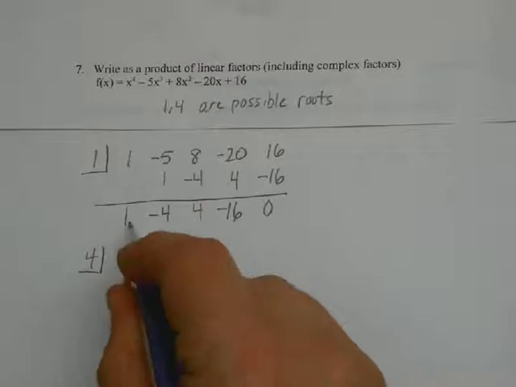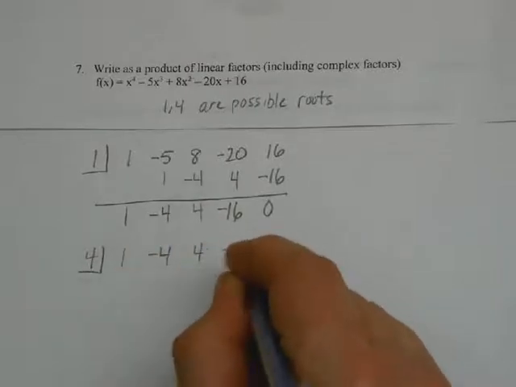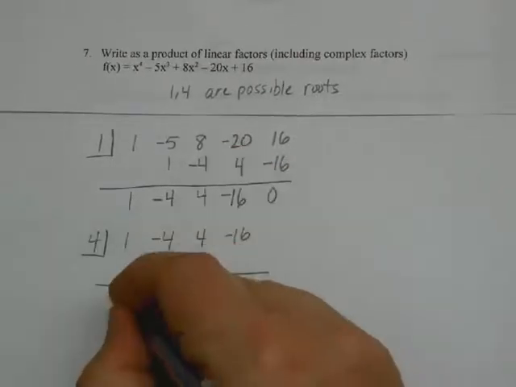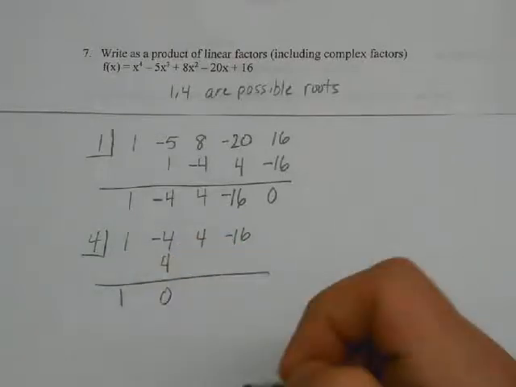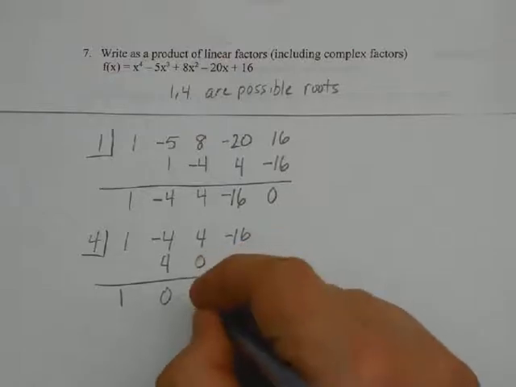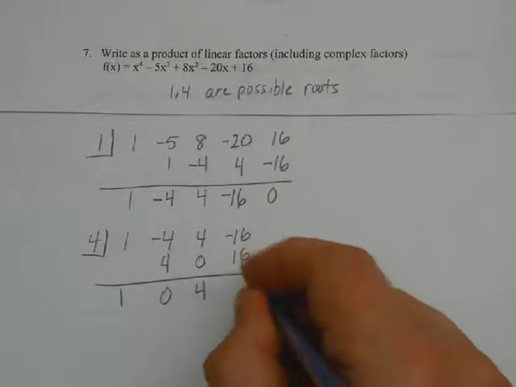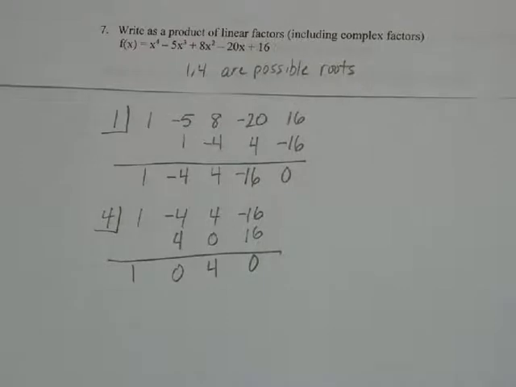So we'll take our new coefficients and divide by x minus 4. So I bring down the 1. 1 times 4 is 4. 0 times 4 is 0. And 4 times 4 is 16. Good news, 4 is also a 0, so x minus 4 is a factor.